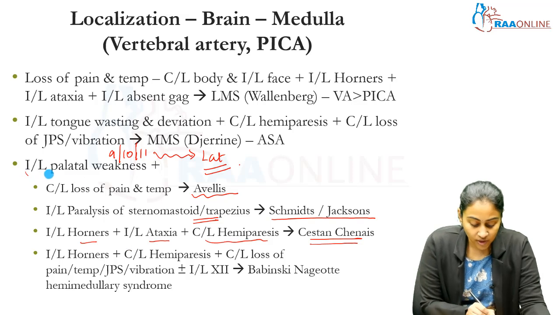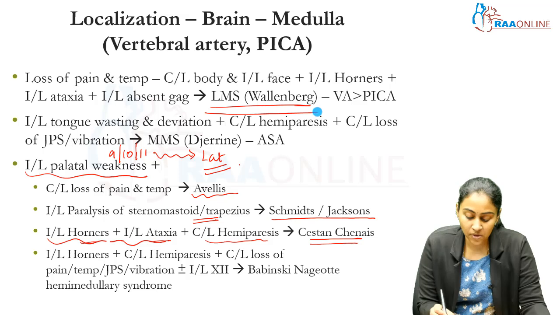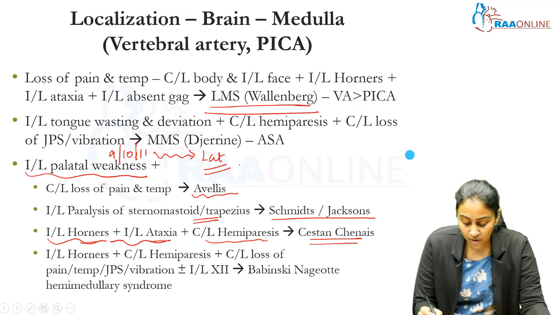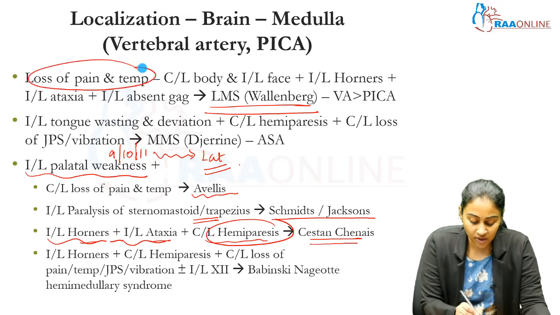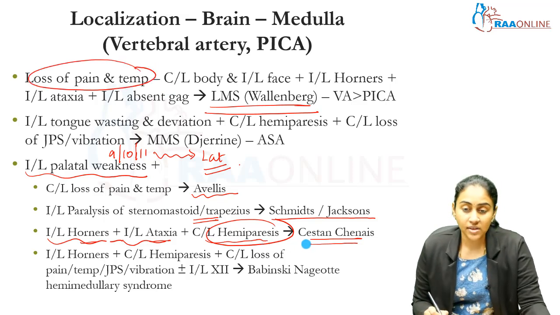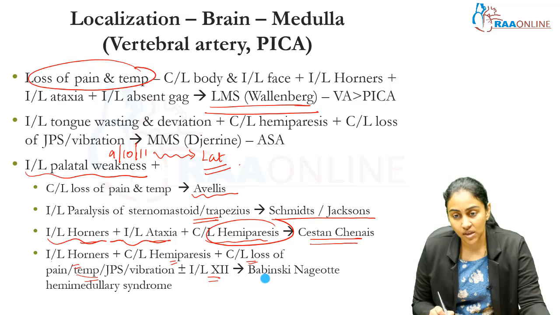Now, as you will find out, this is very similar to our Wallenberg syndrome. The major difference being, in Wallenberg syndrome, instead of hemiparesis, you have contralateral loss of pain and temperature, whereas here in Cestan-Chenais syndrome, instead of loss of pain and temperature, you have contralateral hemiparesis. And finally, whenever you have ipsilateral Horner's, contralateral hemiparesis, contralateral loss of pain, temperature, joint position sense and vibration with ipsilateral 12th nerve involvement, this is your Babinski-Nageotte syndrome.